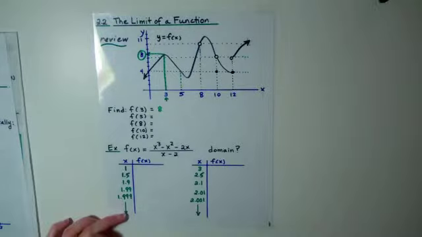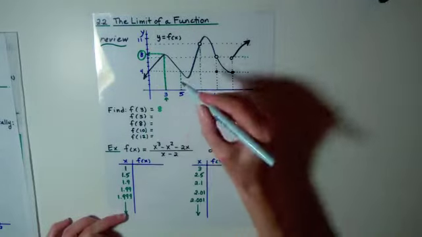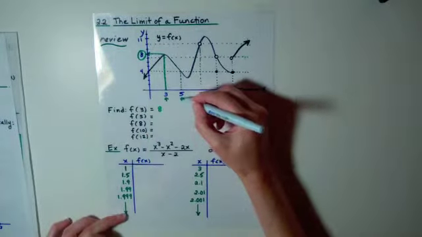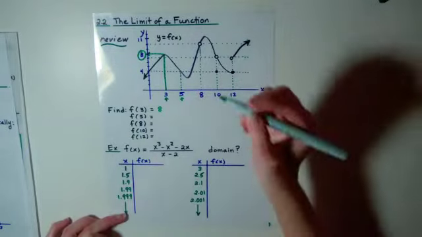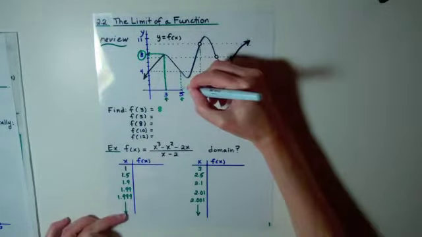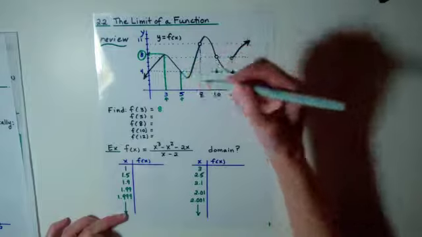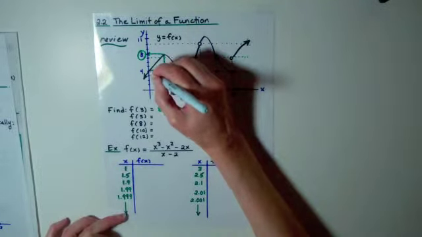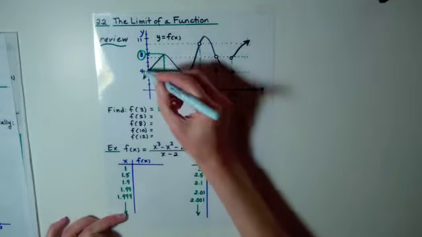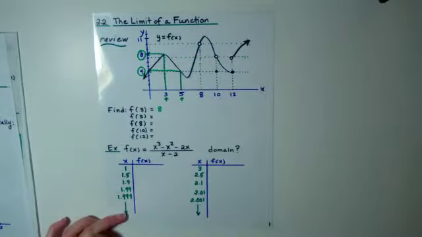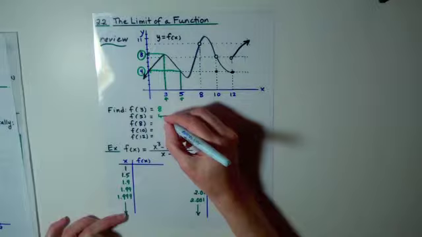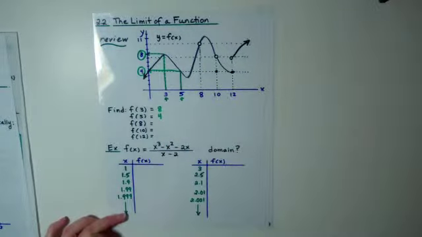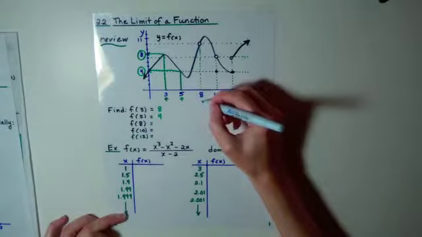Let's try a few others. If I want f of 5, that means that my input value is now 5. To get the output from the graph, I simply go up to the black graph. Wherever I hit it, I go horizontally over to the y-axis. When my input x is 5, my output value y is equal to 4. And so I go ahead and say f of 5 would be equal to 4. Sounds simple, right?